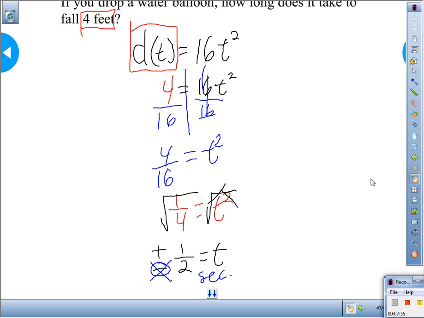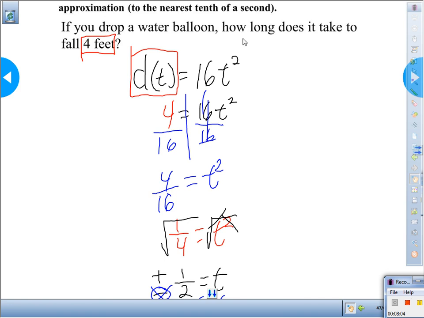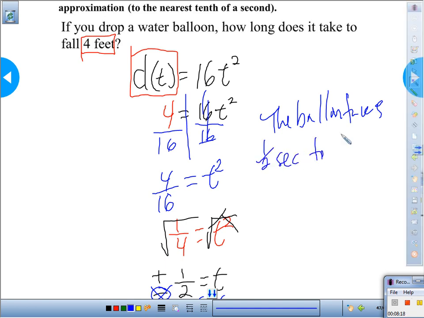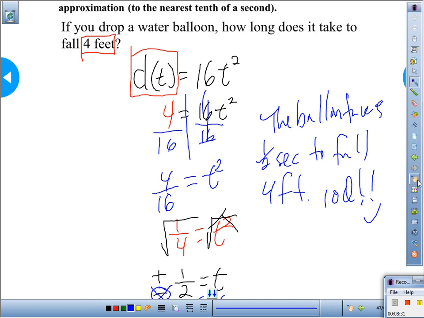Now, some of you got points off on part A because on the word problems you didn't write a statement. That's 1 point. What is the question? How long does it take to fall? What is falling? The balloon. So you write, the balloon takes half a second to fall 4 feet. Pretty simple, yeah? Piece of cake.